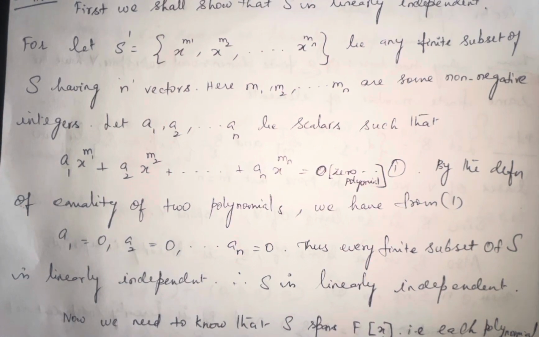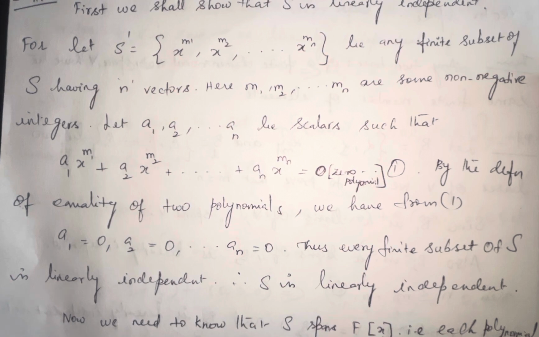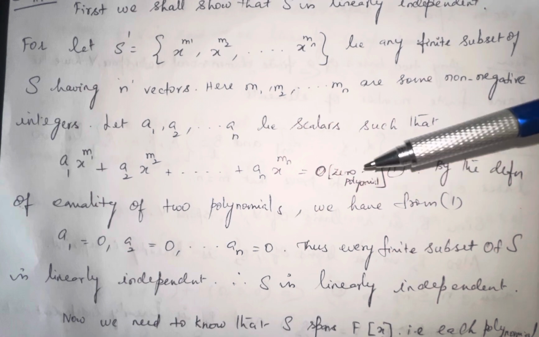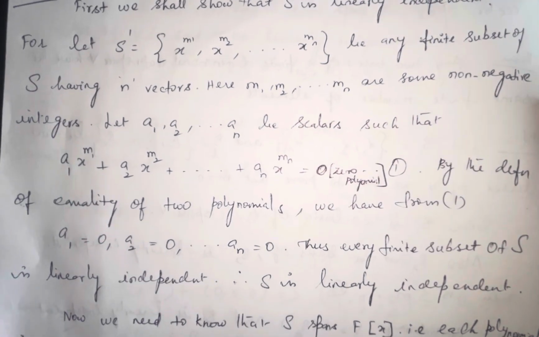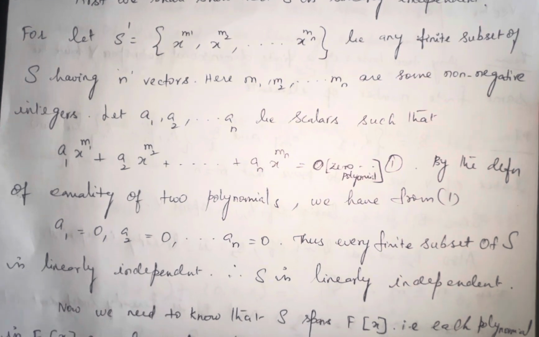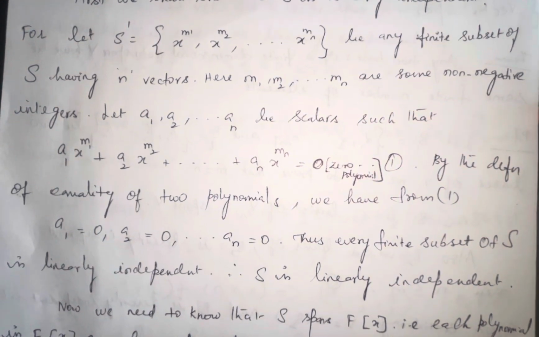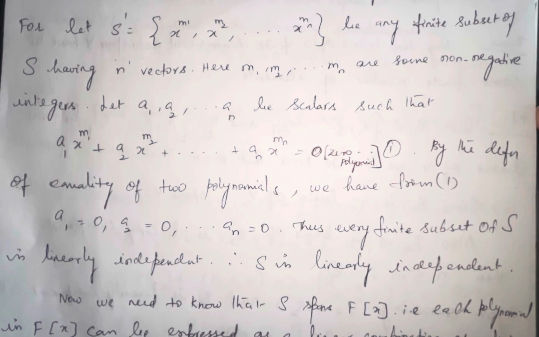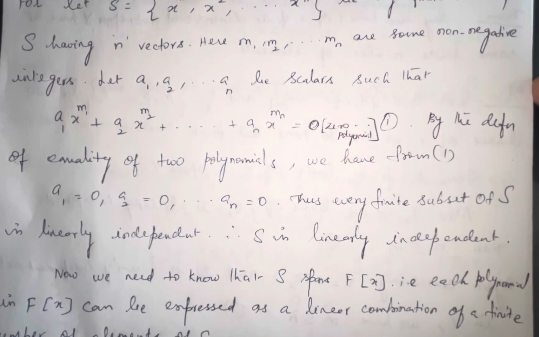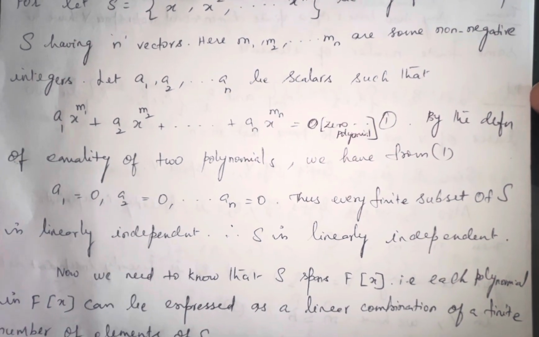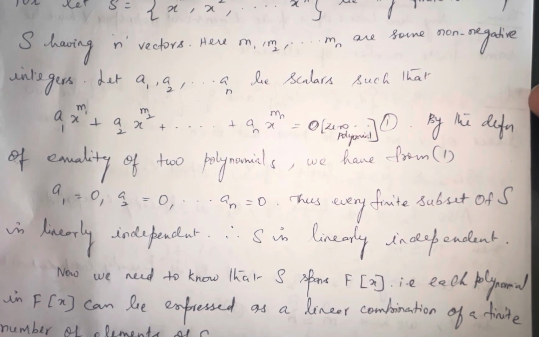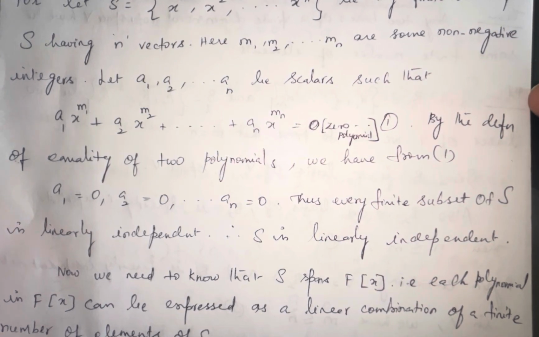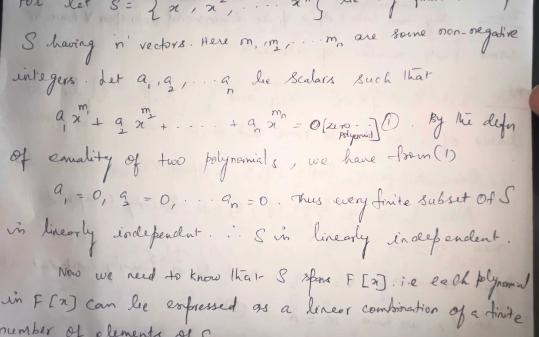To show that S is linearly independent, we need to use this equation and show that the scalars are all 0. Since it is the zero polynomial, according to the definition of equality of two polynomials, if two polynomials are equal then their corresponding scalars must be equal. Hence we get a1 = a2 = etc. = an = 0. So all the scalars are 0, and hence every finite subset of S is linearly independent, and hence S is linearly independent.